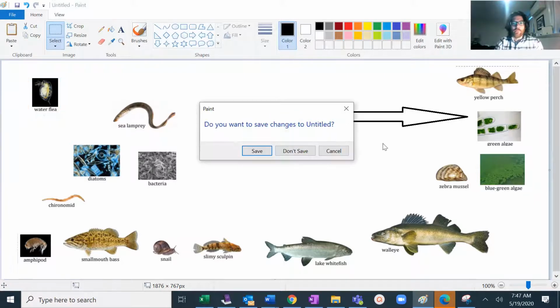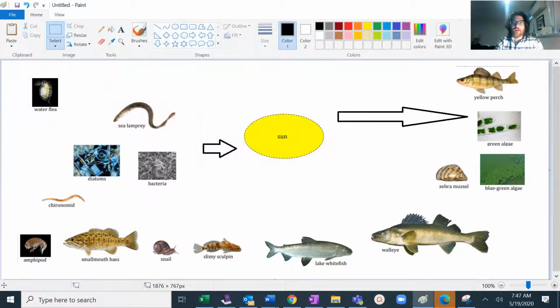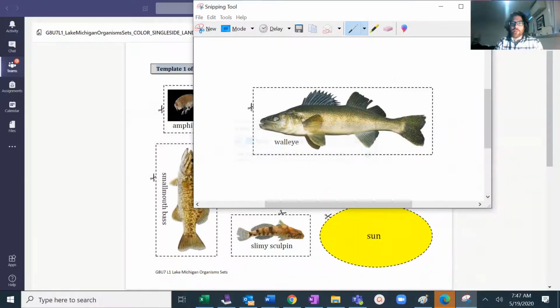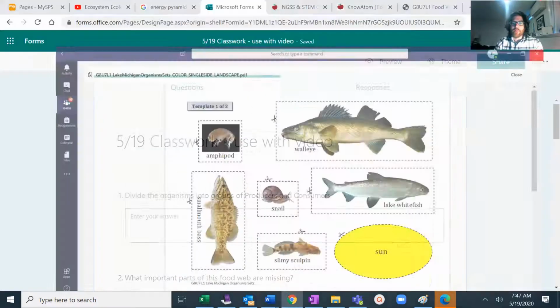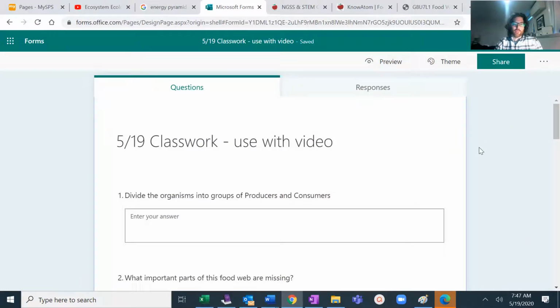Okay, so that is basically all I'm looking for you to do today. I want you to complete that Microsoft Forms, and I want you to complete your food web. Submit the Microsoft Forms when you're done, and go ahead and email me, or what would be my preference would be to submit it directly on Teams. You should be able to upload it right with the other documents here on Teams.